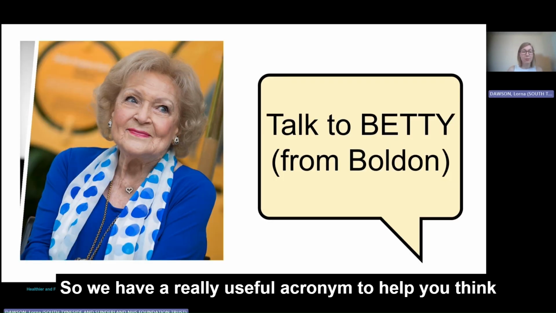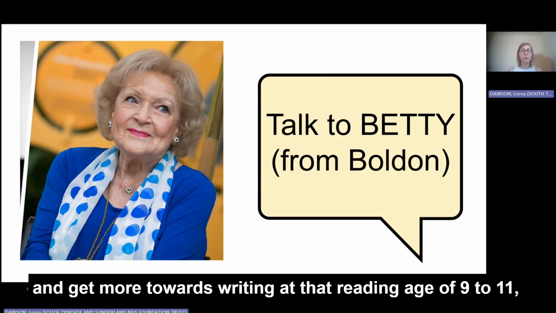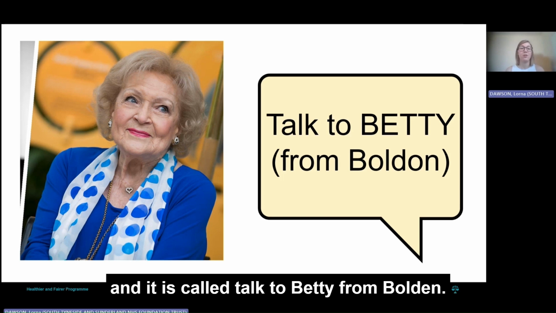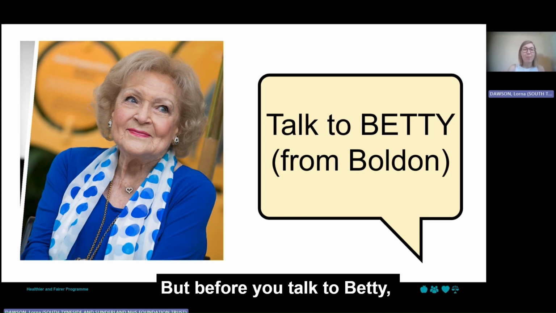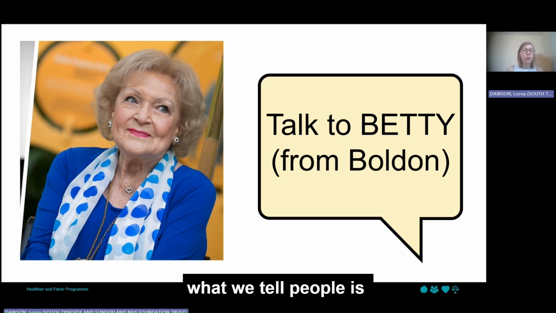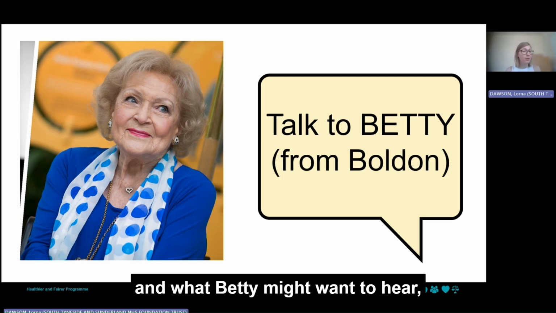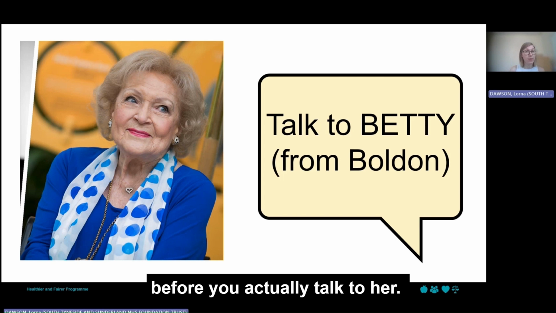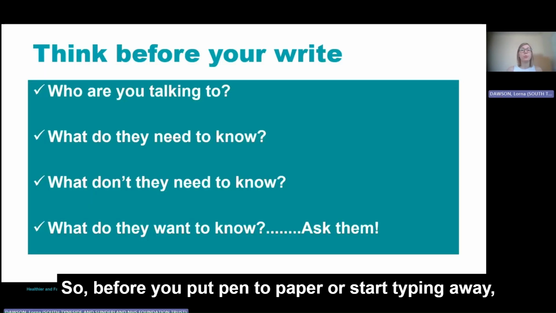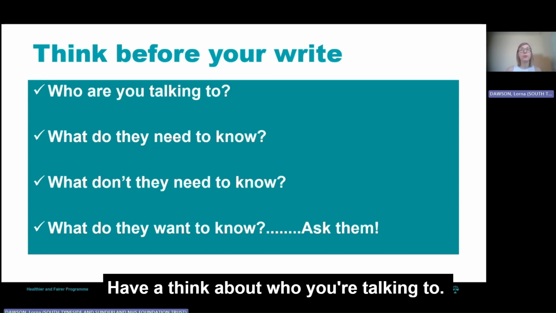So we have a really useful acronym to help you think about how to make your writing simpler and get more towards writing at that reading age of 9 to 11. It is called Talk to Betty from Bolden. But before you talk to Betty, have a think about what you want to say to Betty and what Betty might want to hear before you actually talk or write to her. So before you put pen to paper or start typing away, have a think about who you're talking to.